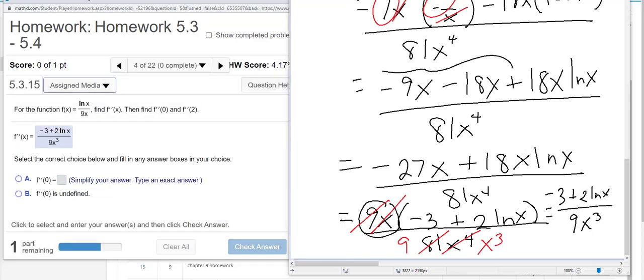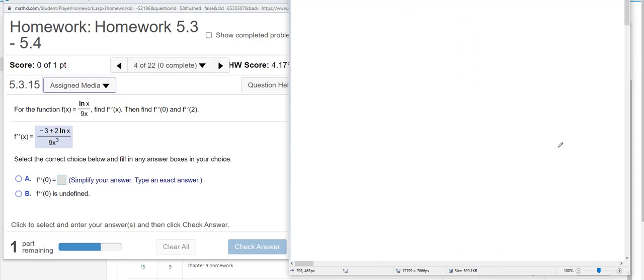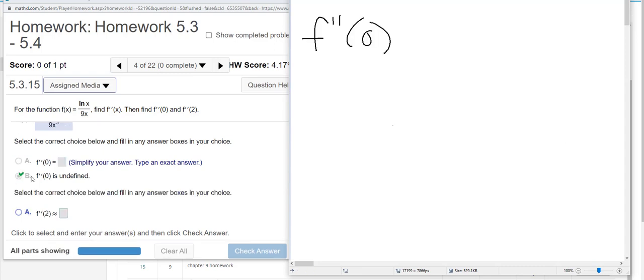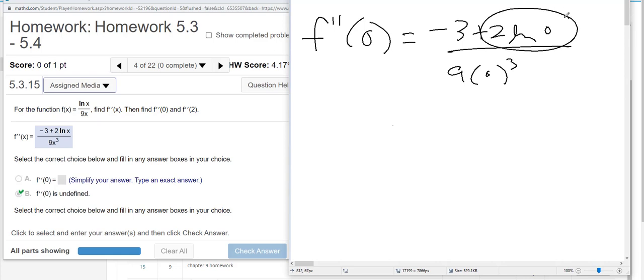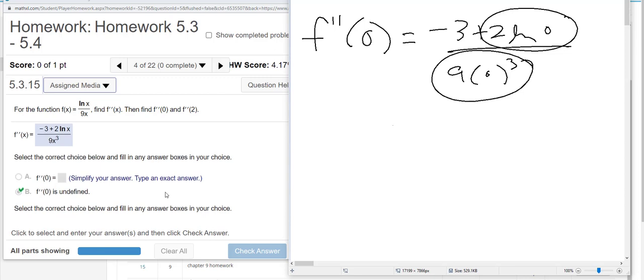Now we're going to use this to find these values. Again, the more simplified it is, the easier it is to evaluate, but sometimes the simplifying is the most difficult part. So I've selected f double prime of 0 as undefined, and here's why. There are a couple of problems. If you put 0 into negative 3 plus 2 natural log of 0 over 9 times 0 cubed, well, this is undefined. Try it on your calculator, you'll see. This is also undefined. So there is no f double prime existing at 0, so it's undefined.